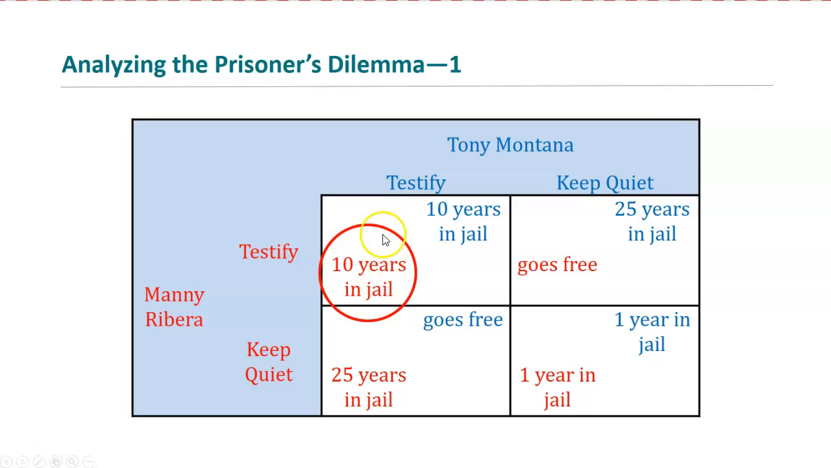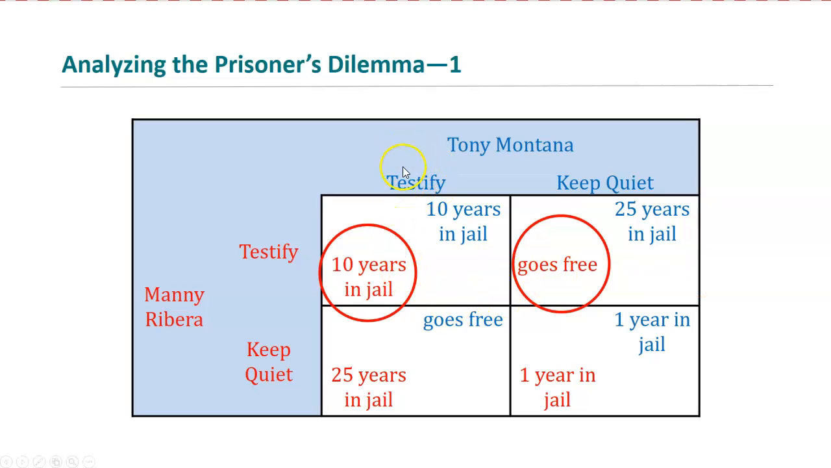But I don't know what Tony's going to do, so I have to keep going with the what ifs, right? What if Tony keeps quiet? If Tony keeps quiet, then we're in this column, and my options as Manny are either to go free or to spend a year in jail. Which is better? Clearly, going free is better than spending a year in jail. And so, if I'm Manny, it looks like, regardless of what Tony does, if I don't want to have a regret at the end of the day, then I should testify, right?